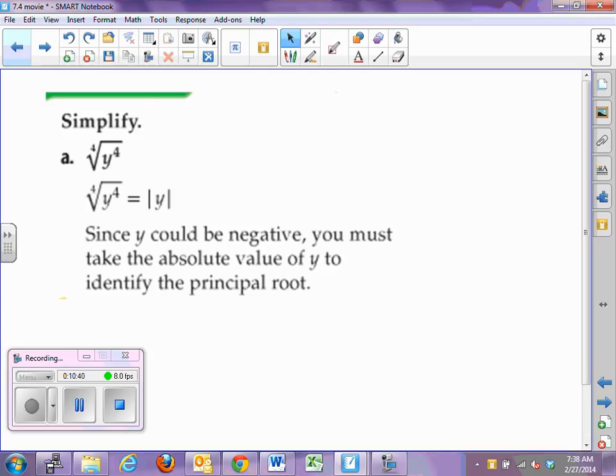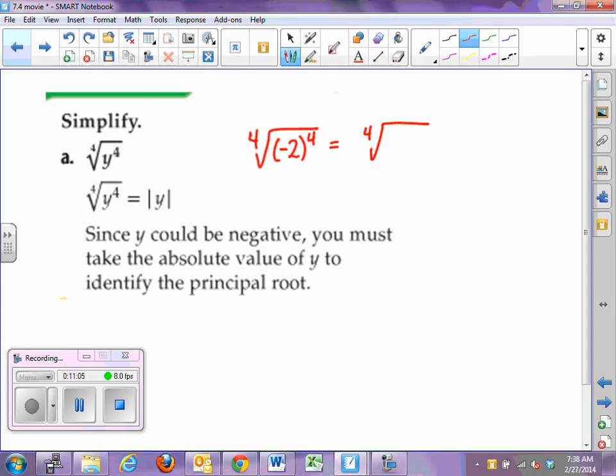Well, let me show you. I'll show you with the simple number -2. Let me pretend y is -2. It wants a principal root. Okay. Let's say y was -2. So the fourth root of -2 to the fourth power. Let's talk about that. Isn't that the fourth root of, what's -2 times -2 times -2 times -2? Isn't it 16? That negative sign disappeared, didn't it?